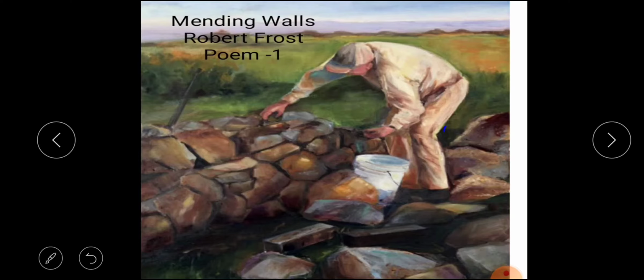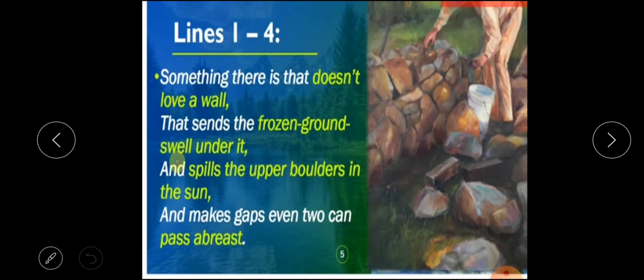So let's see what the poet says in his poem. This stanza has lines 1 to 4. First 4 lines we will study here, and the poet says here: Something there is that doesn't love a wall, that sends the frozen ground-swell under it, and spills the upper boulders in the sun, and makes gaps even two can pass abreast.